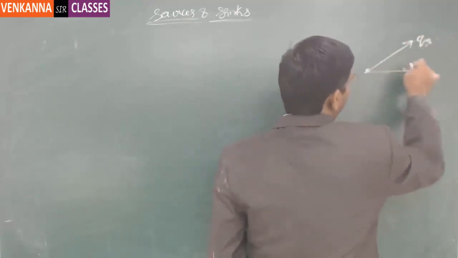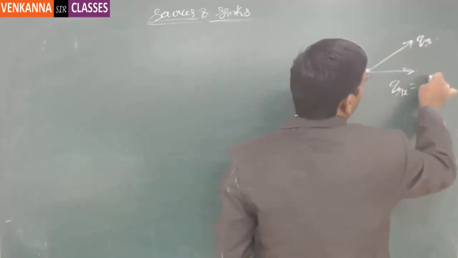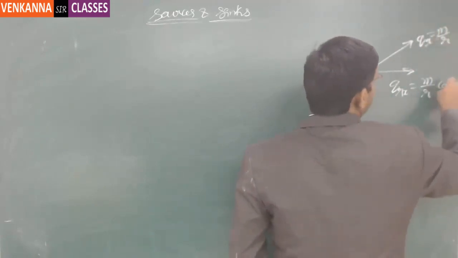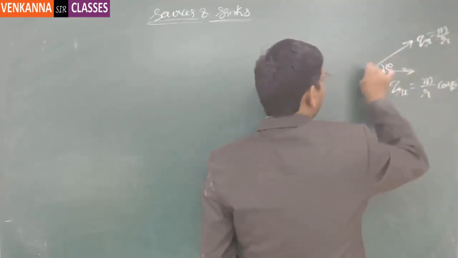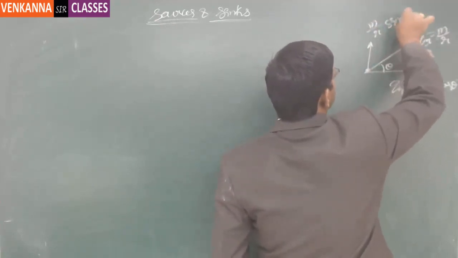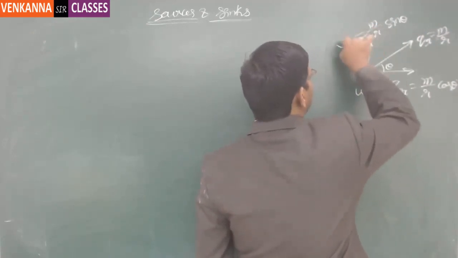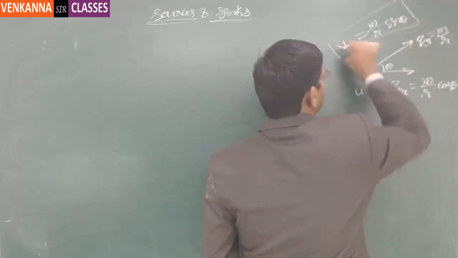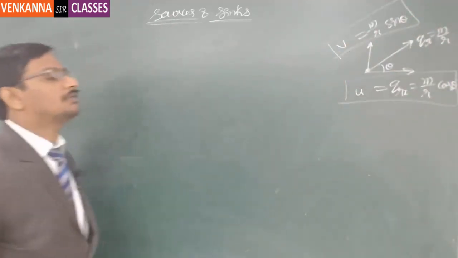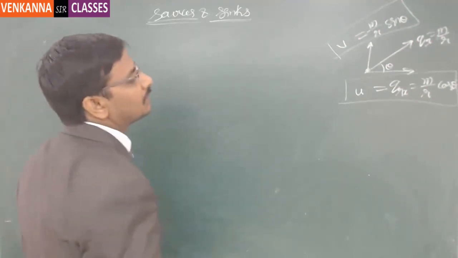Then this can be divided into horizontal component qrx is equal to m by r cos theta, and the vertical component will be m by r sin theta. So this is the velocity direction in x and this is the velocity direction in y. So we have got the horizontal component of velocity and the vertical component of velocity if you want it in the Cartesian coordinates.